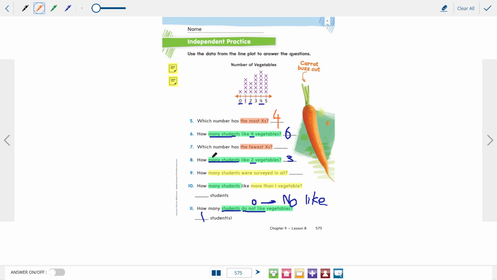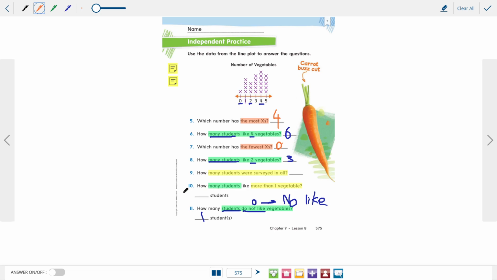Now, question number 7. Which number has the fewest x's? We want the fewest, the least preferred, for example. Look here, this column is really full, and this one, I think this one, right? So let's scroll down. What is it? 0. So 0.